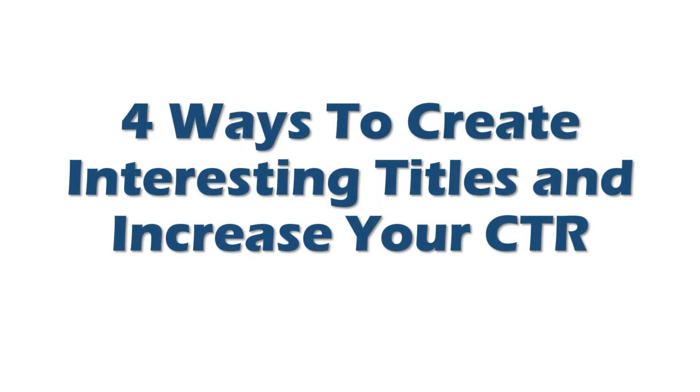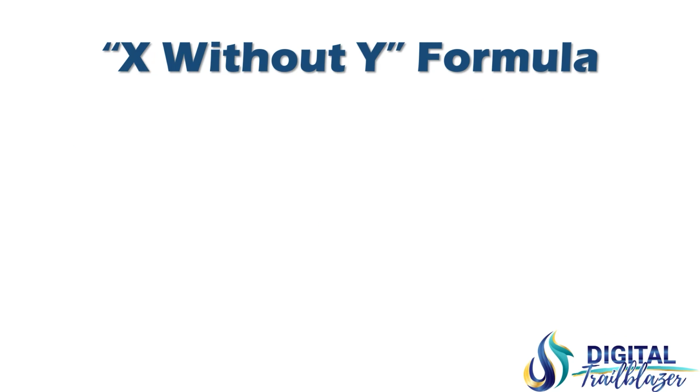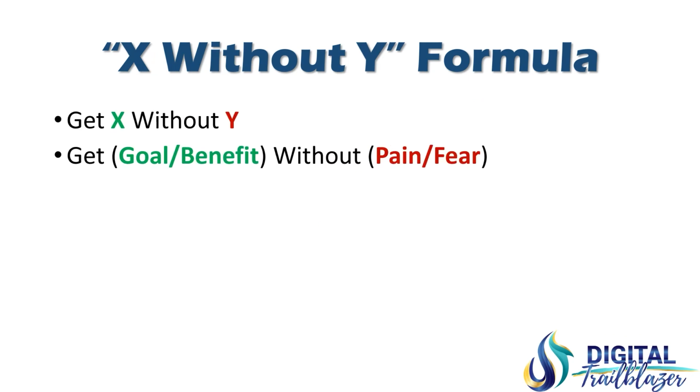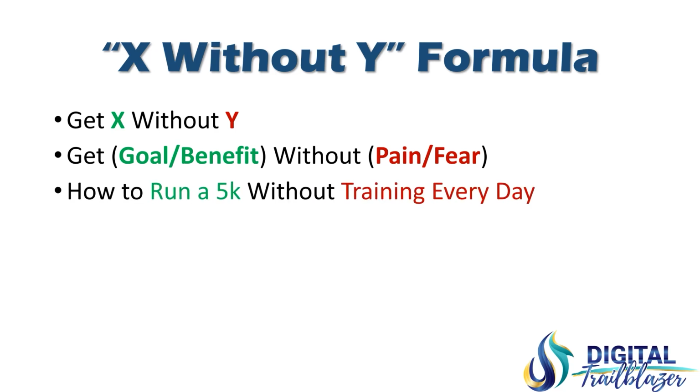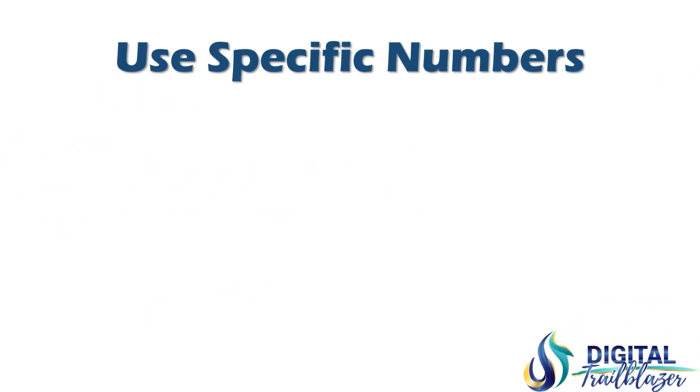So here are 4 very simple ways that you can spice up your titles and get more clicks. Number 1 is to use the get X without Y formula. Get X is the benefit, without Y is the pain that you want to avoid. So how to run a 5K without training every day, or how to lose weight without making crazy changes to your diet.